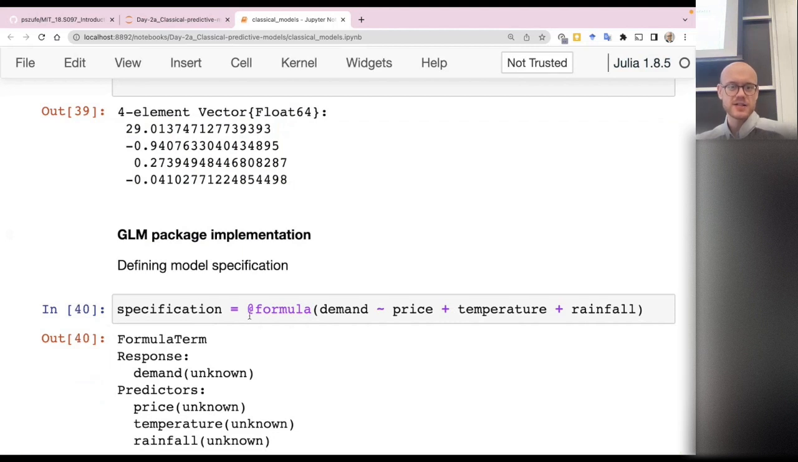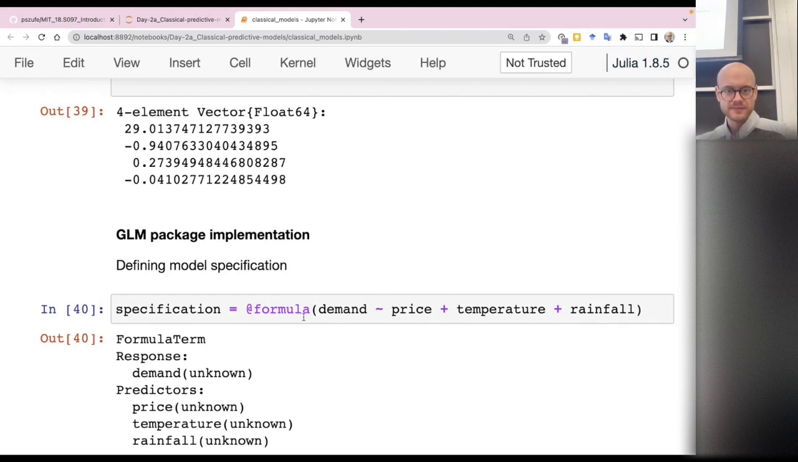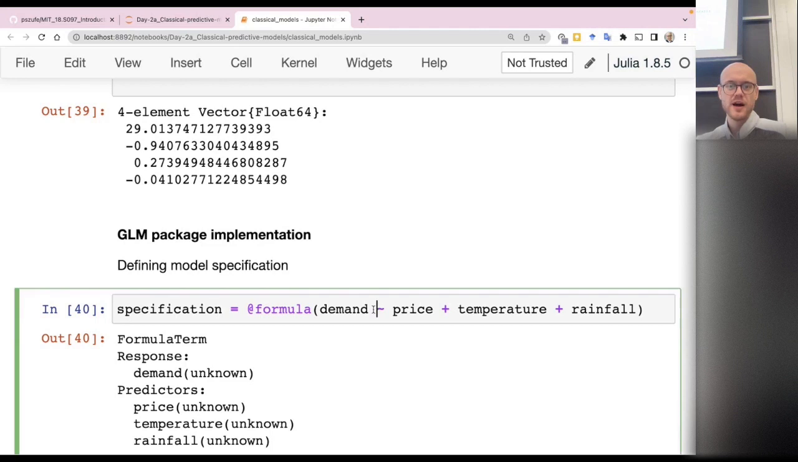Using this package, in the first step, you are defining the specification of the model. Using this formula statement, you are specifying what is the target variable or dependent variable. This is demand in our case. And later you are defining features, or explanatory variables, or independent variables. As you can see, many names for the same concept.